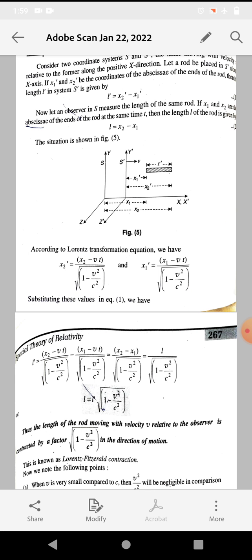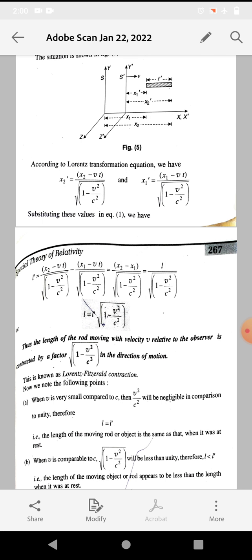Now we solve this equation. x2 dash is equal to x2 minus vt by under root of 1 minus v square by c square, and x1 dash is equal to x1 minus vt by under root of 1 minus v square by c square. Minus multiplied to the bracket, minus of minus is plus, so plus vt and minus vt get cancelled, and we get x2 minus x1.